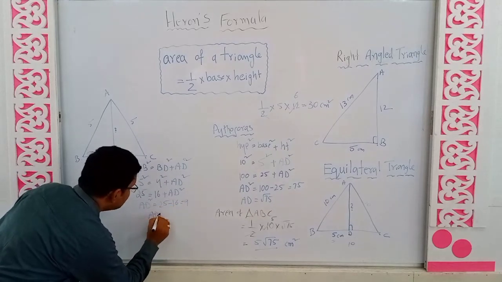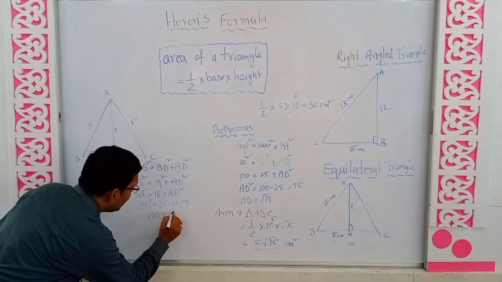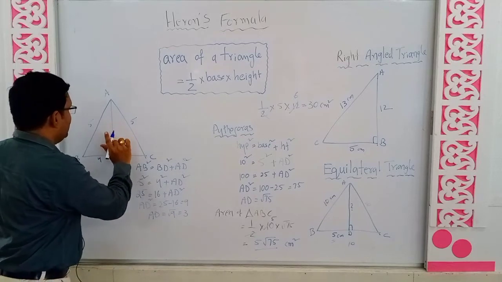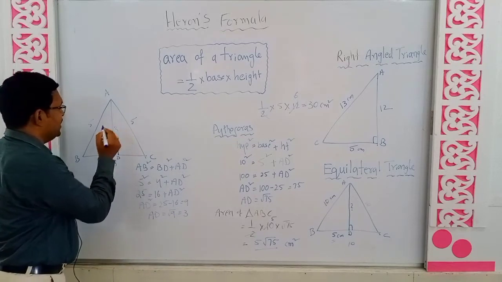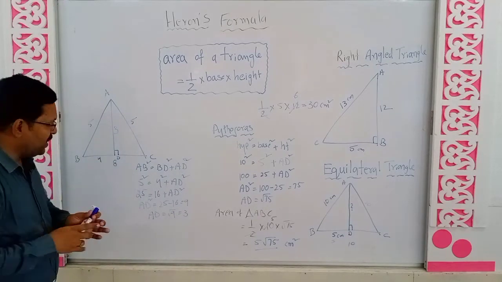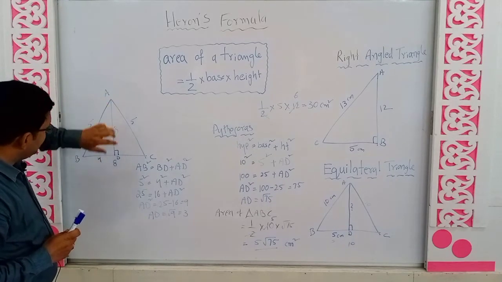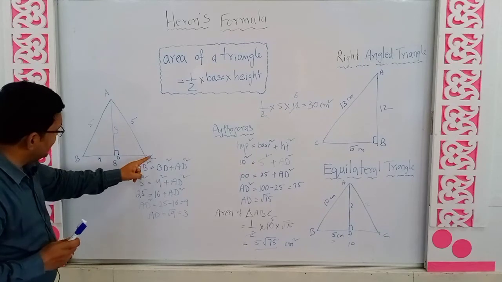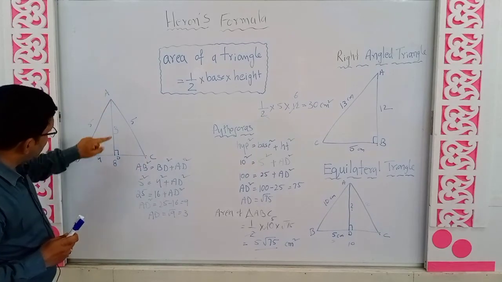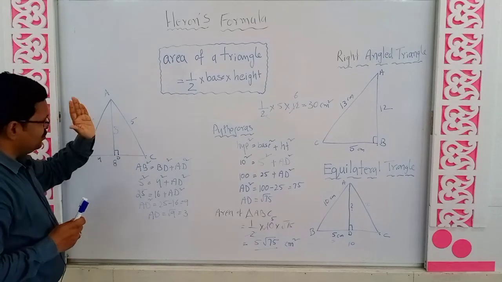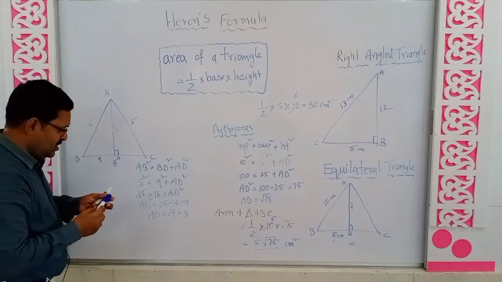Therefore, AD is equal to root 9, and root 9 is equal to 3. So we got this as 3. Now tell me, what is the area of this triangle? Half into what is the base for this? BC. What is the height of this triangle? AD. So half into base into height, that is the area of the triangle.